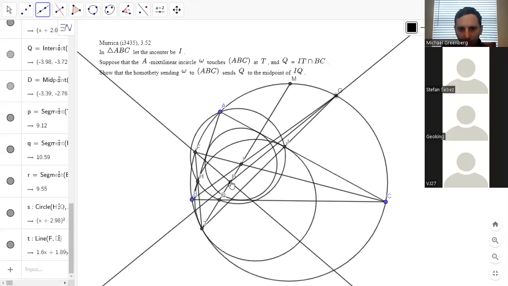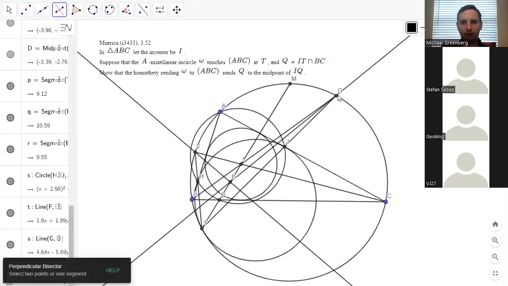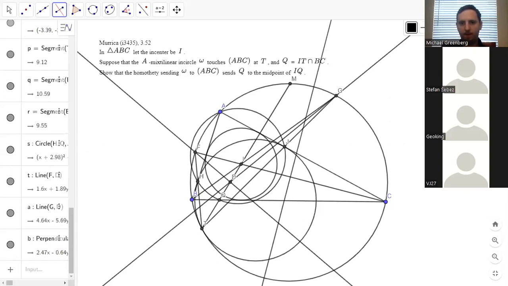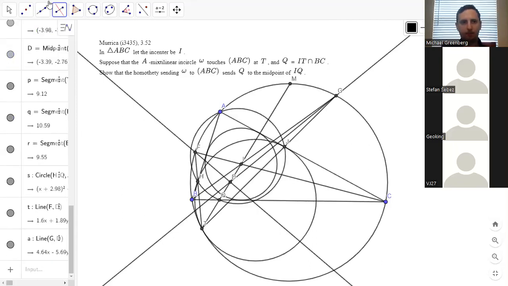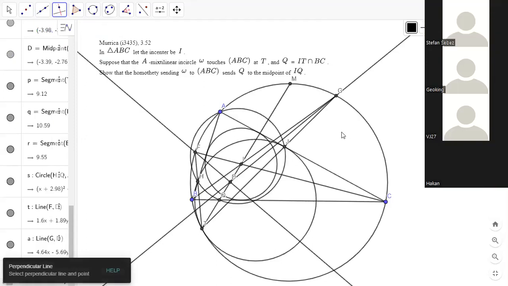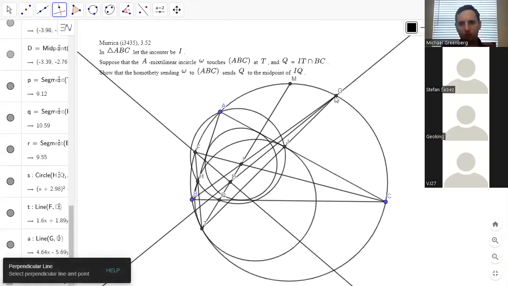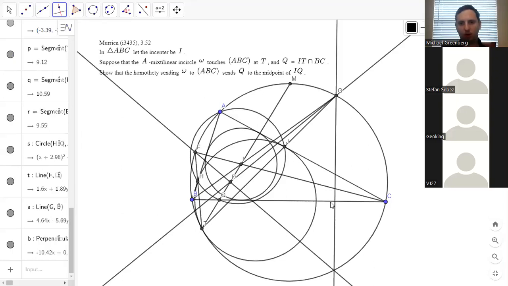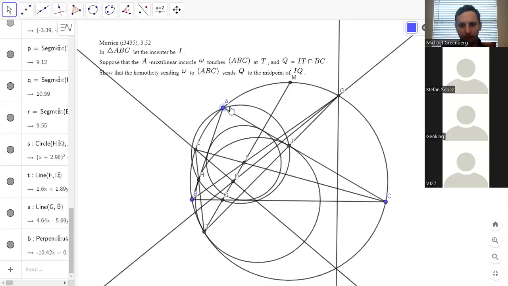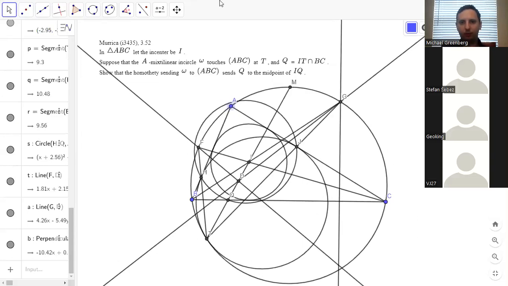It almost looks like it meets it at the reflections of F and G over, or the perpendicular from G. I'm not sure if this is actually true, but let's see. Ah, that does look true. Okay, so somehow FD meets this. Oh no, it's not true.